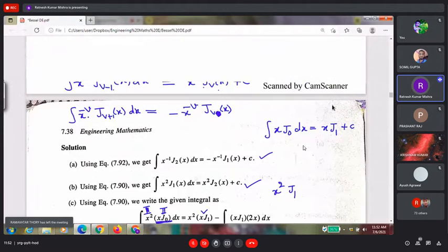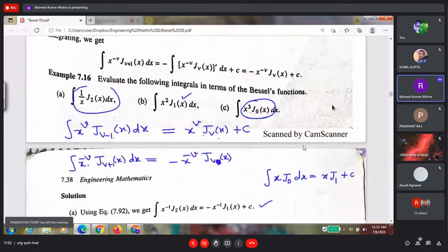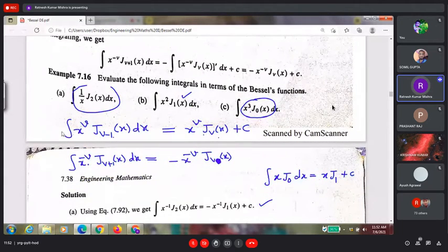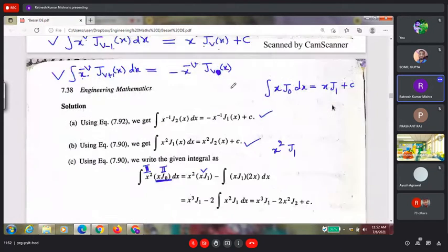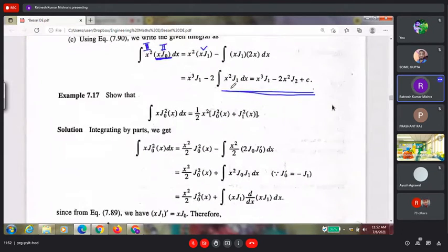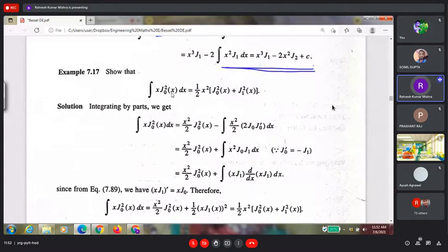This is the very simple, just you use this recurrence relation formula, and by this problem, just by this one and this one, these two formula, we can evaluate this A, B and C. Now next one, prove that this is.